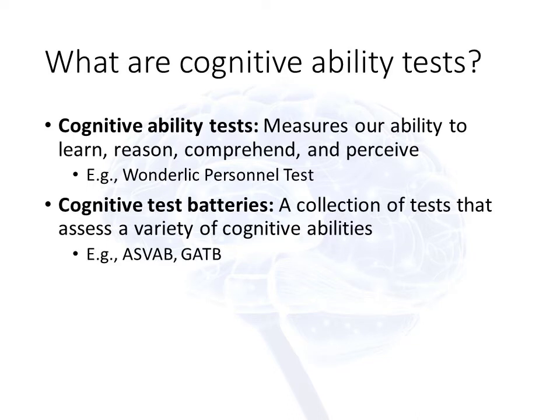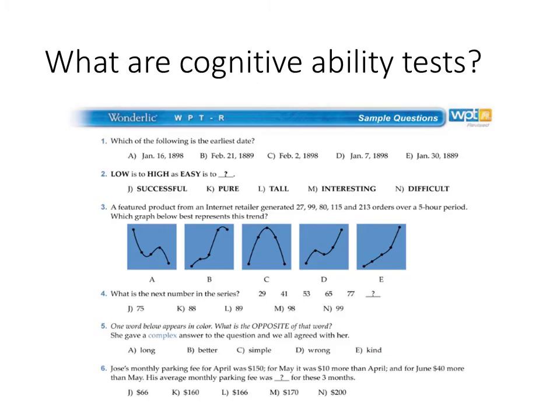Cognitive ability tests are another option. These measure people's ability to learn, reason, comprehend, and perceive stimuli in their environment. For example, we could use the Wonderlic personnel test. We might also use cognitive test batteries, collections of cognitive ability tests. For example, the Armed Services Vocational Aptitude Battery, the ASVAB, or the General Aptitude Test Battery. Here are some examples from the Wonderlic personnel test, the revised version.